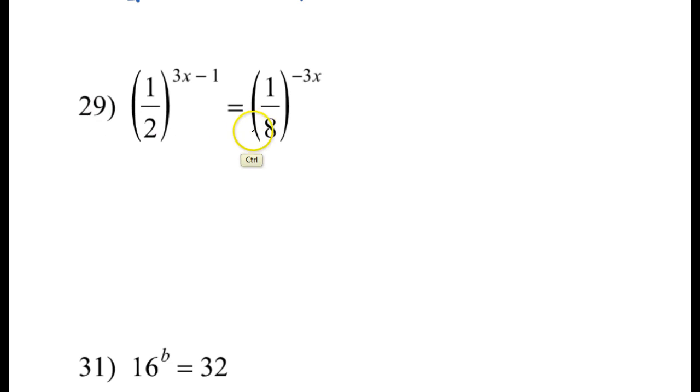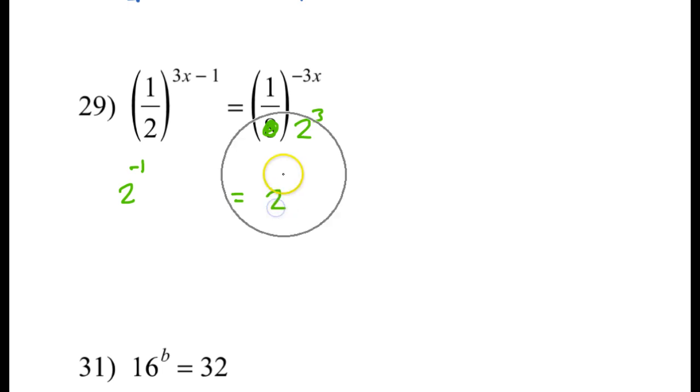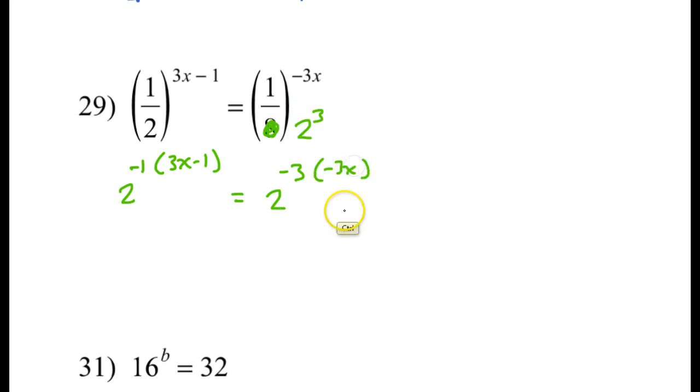Alright, number 29 looks a little bit strange because of all the fractions. But remember that 8 is 2 to the third power. So just think of it that way. So for the first fraction, 1/2 is the same thing as 2 to the negative 1 power. And so 1 over 2 to the third power is the same thing as 2 to the negative 3 power. Now, we'll have to take the exponent that's already there and put it in parentheses. So I have a 3x minus 1 in parentheses, and I have negative 3x in parentheses.